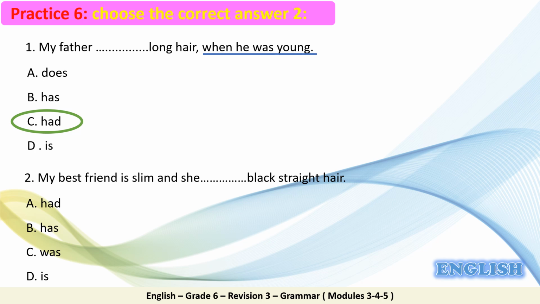Good job, boys. Number 2: my best friend is slim and she had black straight hair, or she has black straight hair, or she was black straight hair, or she is black straight hair. Very good. Here the sentence is in the present. The verb to be is in the present, and we have to use also a verb in the present in the second part of the sentence. So the answer will be she has black straight hair. Good job. Excellent. You are great today.